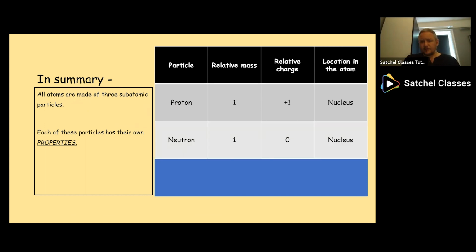The neutron is also located in the nucleus. It is the same mass as a proton. It has a relative mass of 1. But its charge is 0. It's neutral, electrically neutral.